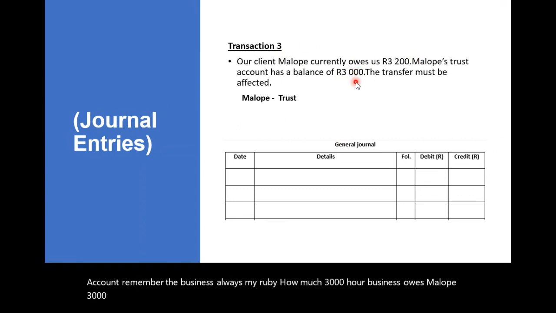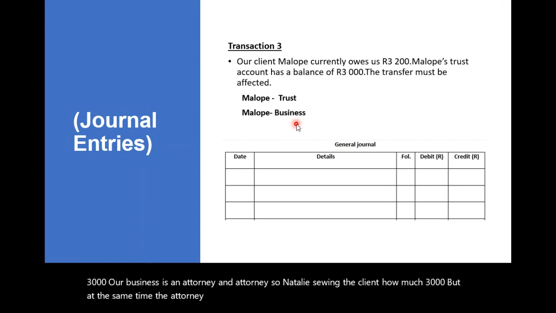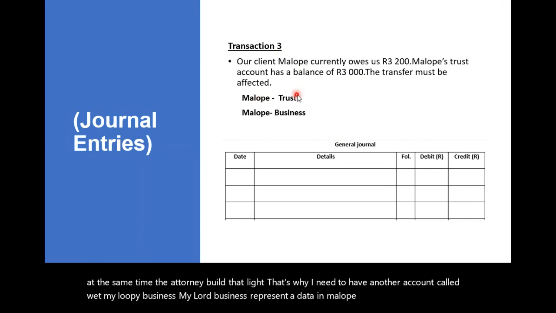Our business is an attorney. So an attorney is owing the client how much? 3,000. But at the same time, the attorney billed the client. That's why I need to have another account called what? Malope Business. So Malope Business represents a debtor and Trust represents a creditor.